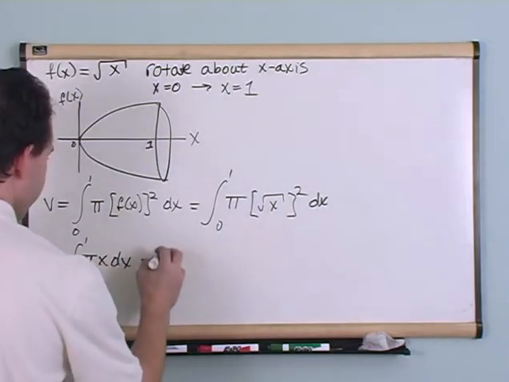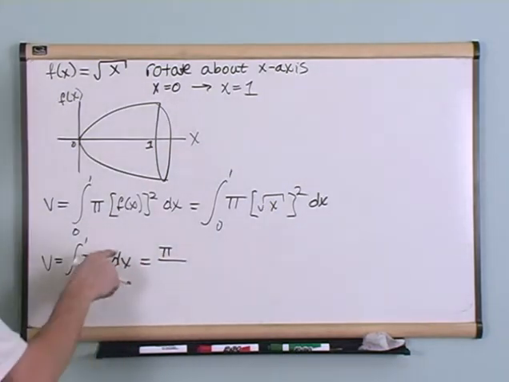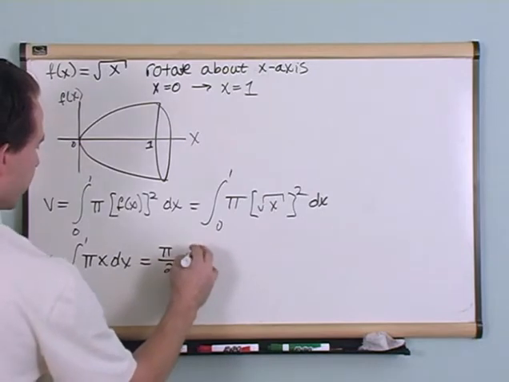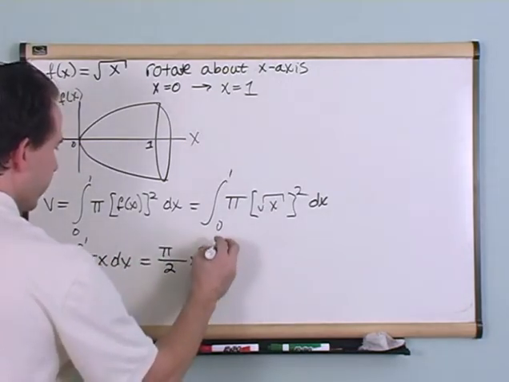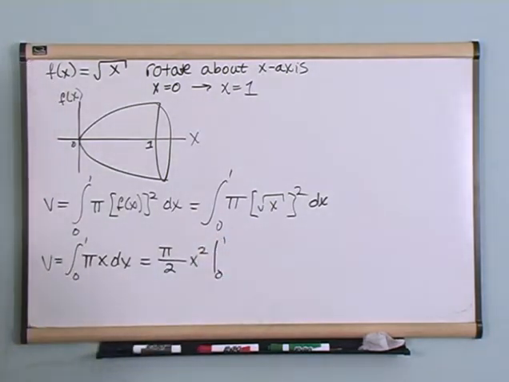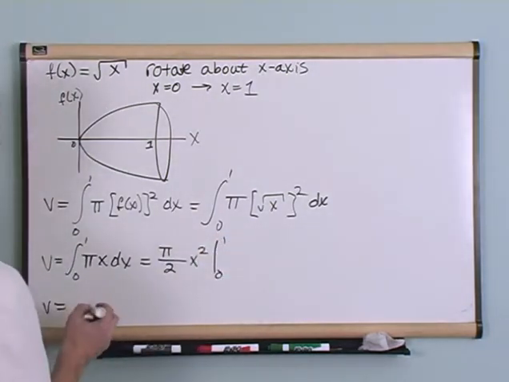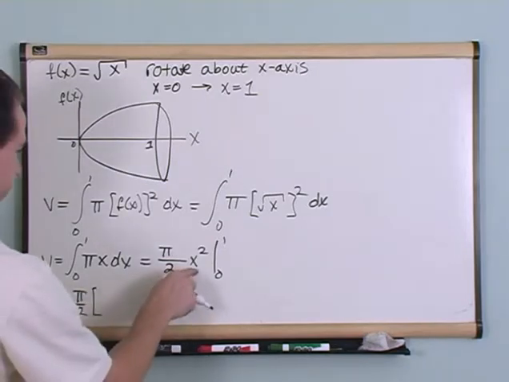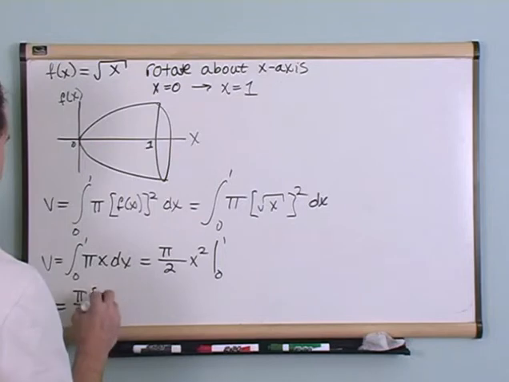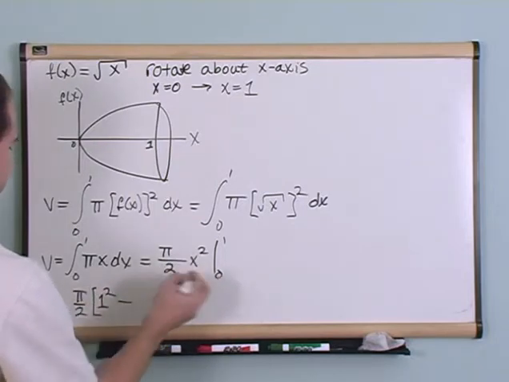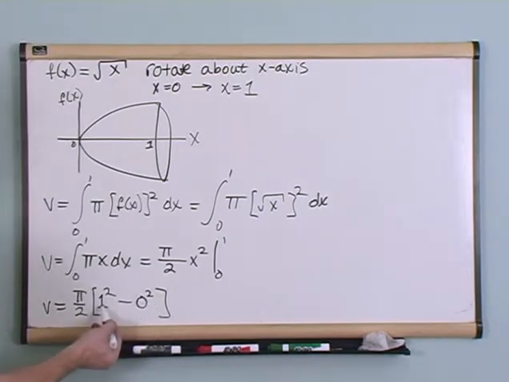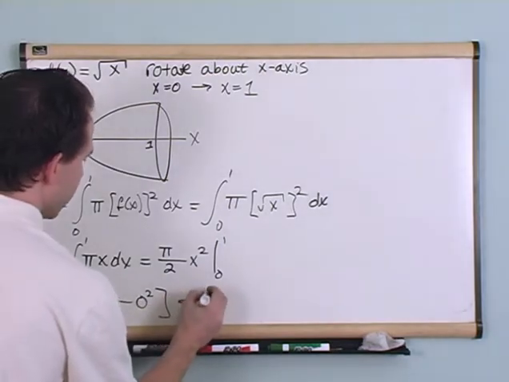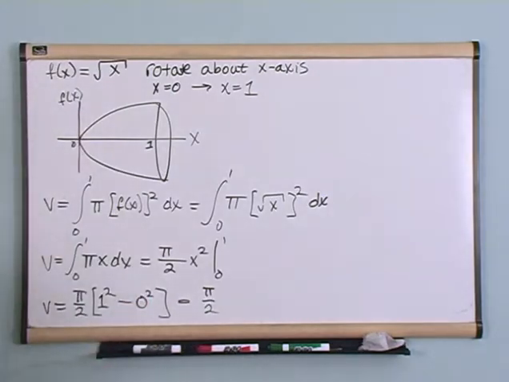You just say, okay, well, this is pi over the exponent plus 1, which is 2, times x squared. The exponent plus 1 gives me that. And don't forget to evaluate from 0 to 1. Okay? So then the volume is going to equal pi over 2. This evaluated at 1 is going to be 1 squared minus this evaluated at 0, 0 squared. And you can see this is going to be 0 and this is going to be 1. So the answer is pi over 2.